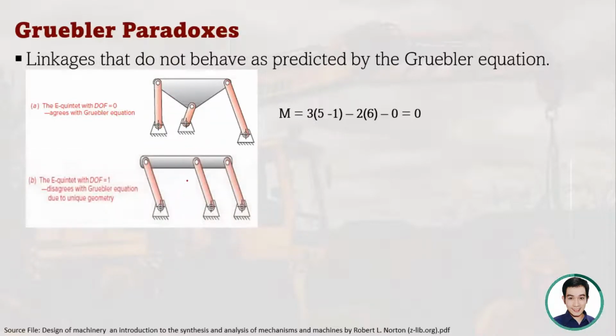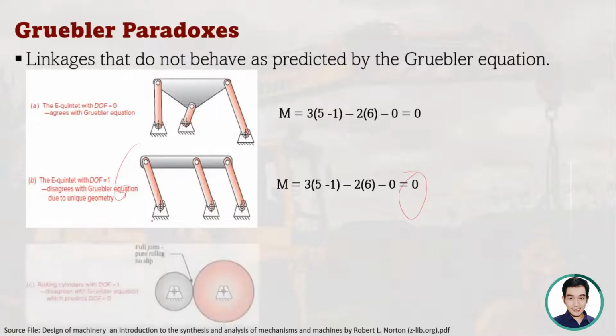However, if you design it this way, so this is an E-quintet, in actual it has a mobility of 1. But if you compute using the formula of Gruebler, the mobility is actually 0. So meaning, in theory, the mobility should be 0, but because of its configuration or its geometry, it will actually rotate. So it has a mobility of 1, or degrees of freedom 1. Therefore, the second illustration does not agree with the Gruebler equation due to its unique geometry. So that's what the paradoxes are all about.